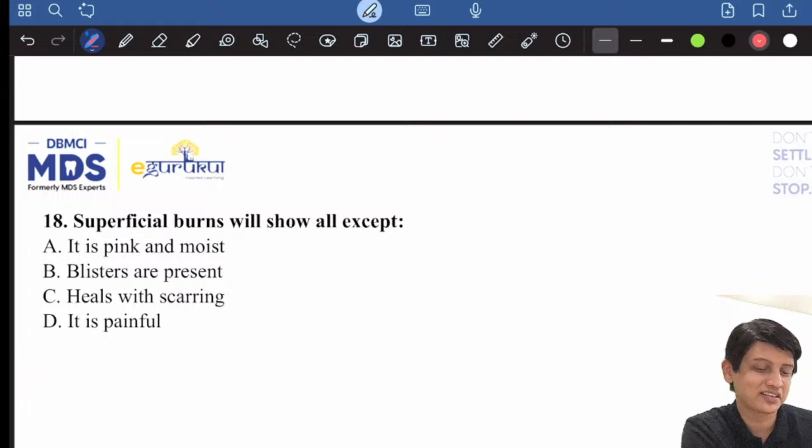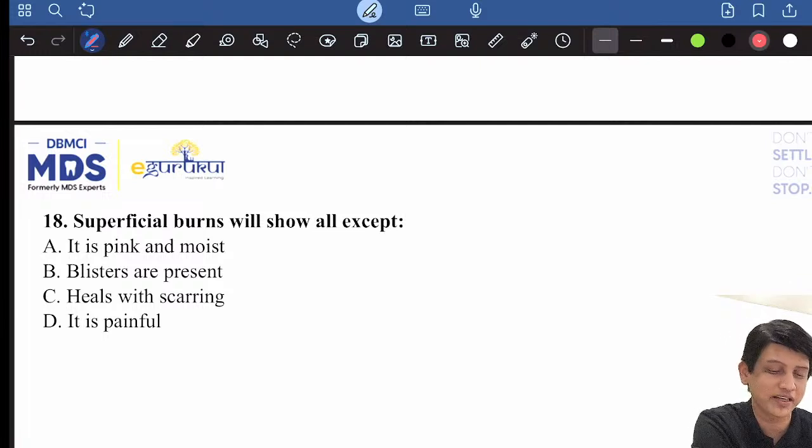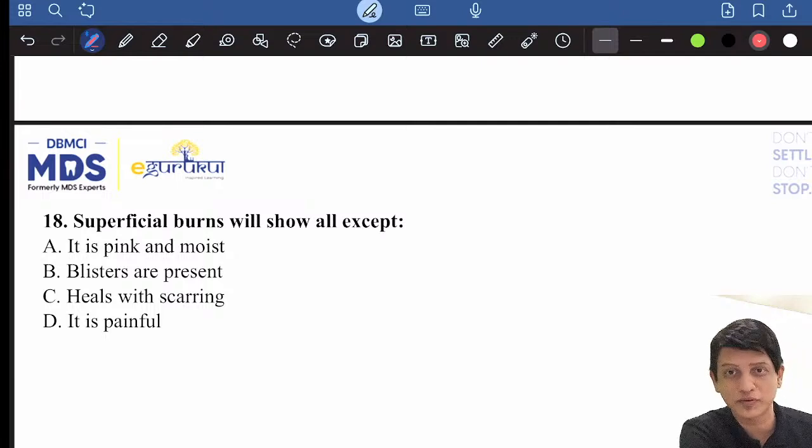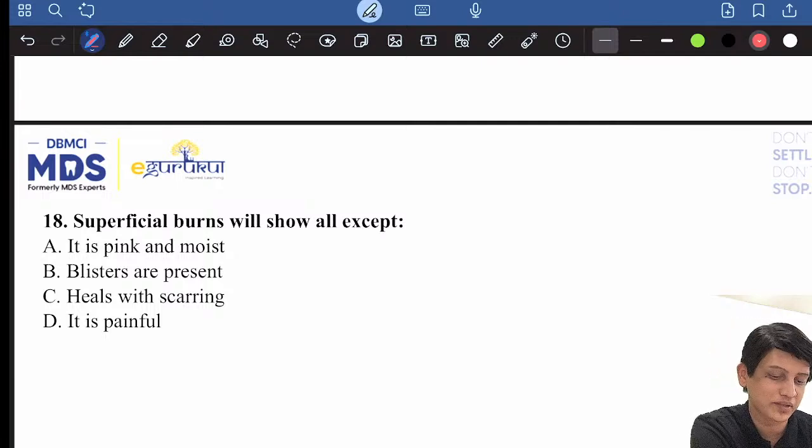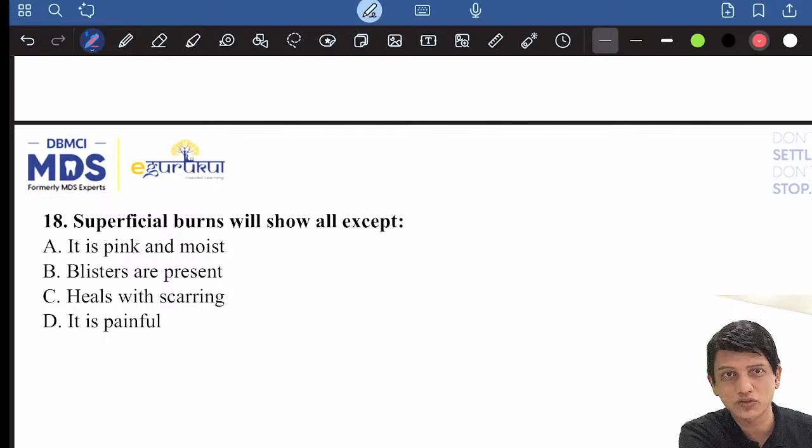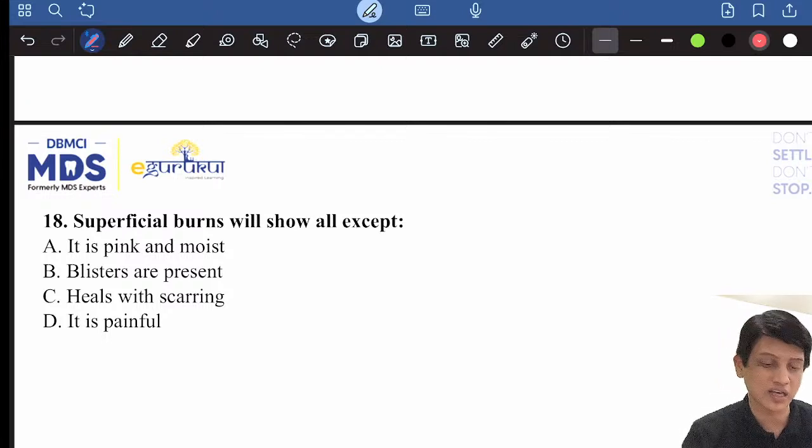Okay, very good. Your concept is very clear. It is pink and moist. That's correct. Blisters are present, yes, in superficial second degree burns you get blisters, and it is painful. Okay, but it heals without scarring. Correct. Superficial burns heal without scarring. So that's the answer. C is the answer.